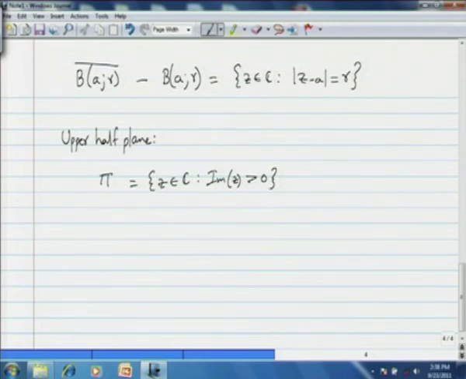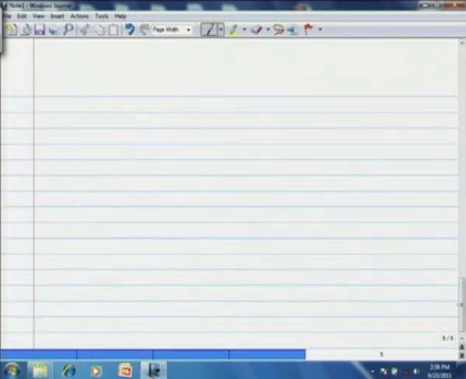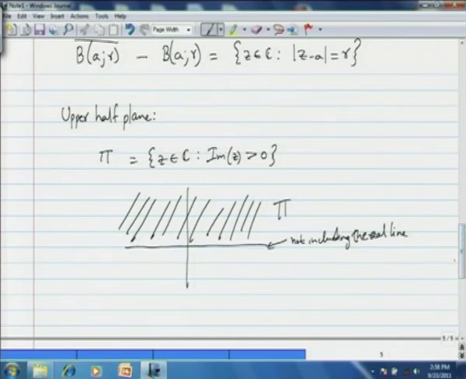So, on the complex plane, the picture is as follows. This set is all such points whose imaginary part is strictly greater than 0. So, this is not including the real line. So, this is pi. This is the picture of pi. This is yet another subset of C that we will keep in mind.